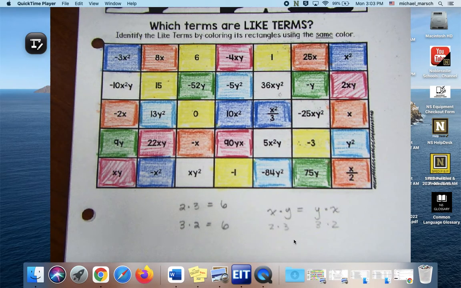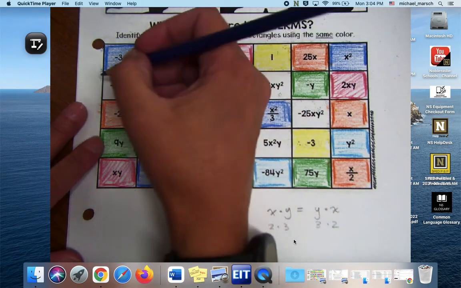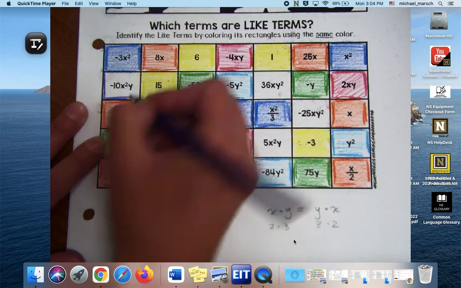Okay, so now what we're going to look for is x squared with a y. So x is squared, y is not, and those are going to be purple. So it's x squared with a single y.